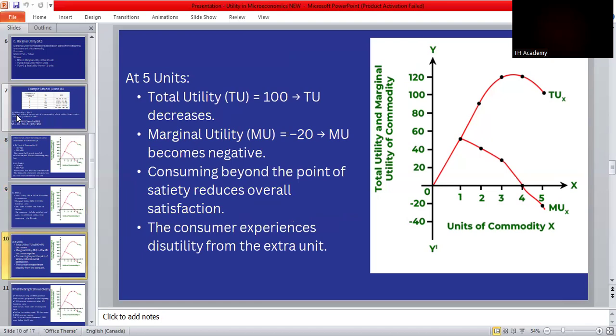So now let's see what happens at the fifth unit of the commodity. Total utility drops to 100, which means overall satisfaction decreases, and marginal utility becomes negative 20 in this case. So this shows that consuming beyond the point of satiety reduces satisfaction. So the consumer actually experiences disutility or unhappiness from the extra unit. In simple terms, too much of a good can make you worse off instead of happier. So this is why there is an optimal amount to consume, the point of satiety we saw at the fourth unit.